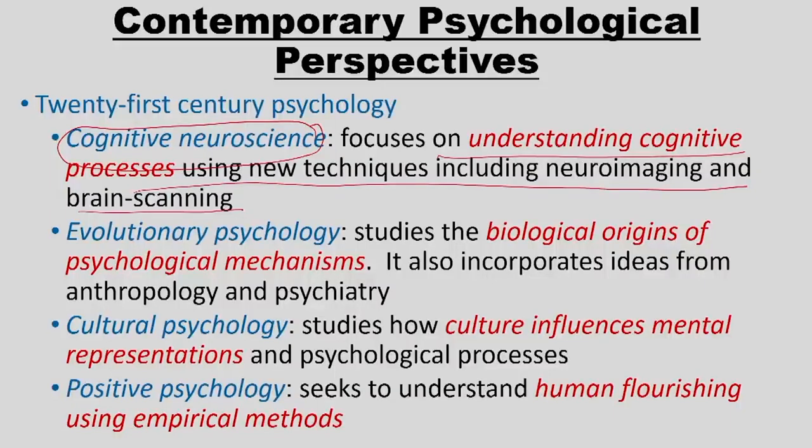And so, with the coming up of new machines like MRI, fMRI, or PET scan, or things like optical imaging and electroencephalography, these techniques can study the brain as it is doing certain acts. And so, cognitive neuroscience can now look at what is actually going on in the brain, which areas of the brain are responsible for certain kinds of behavior. I'll give you an example.